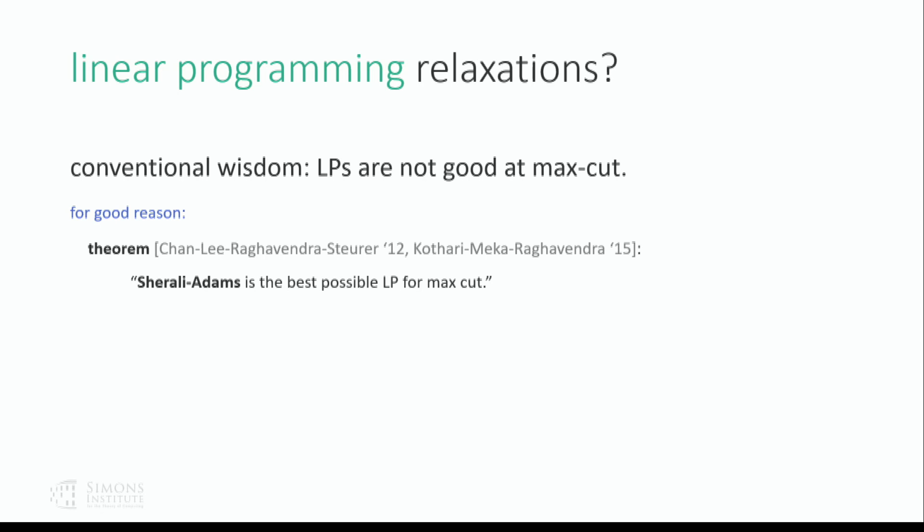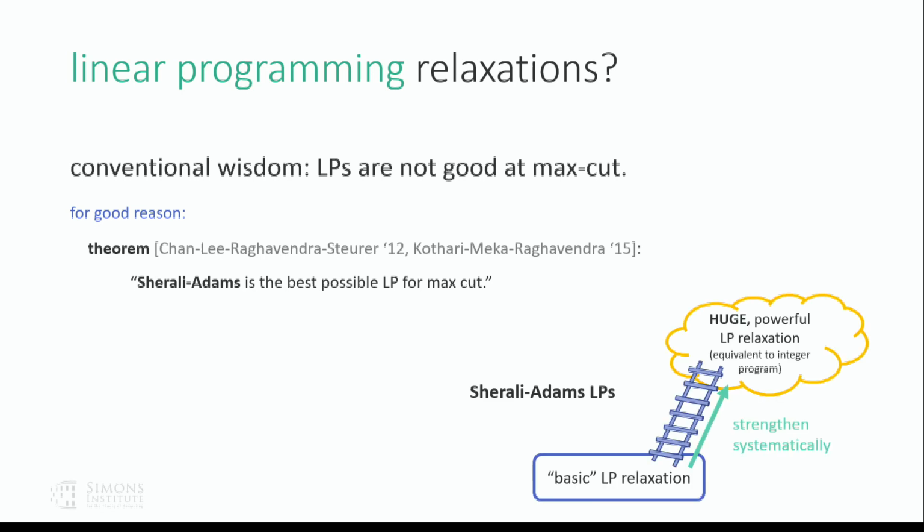So I'm going to explain in sort of a backwards chronological order why, but it makes a little bit more sense. So there's a theorem, a combination of basically 2 theorems due to Chan, Lee, Raghavendra, and Steurer, and then later Kothari, Meka, and Raghavendra, that Sherali-Adams is the best possible LP for max cut. Now, okay, what's Sherali-Adams? I'll say more later. But essentially, Sherali-Adams is a family of linear programming relaxations that allow you to start with some basic linear programming relaxation and then systematically strengthen it by adding variables and constraints. So going to higher and higher dimensional constraints to get tighter and tighter relaxations.